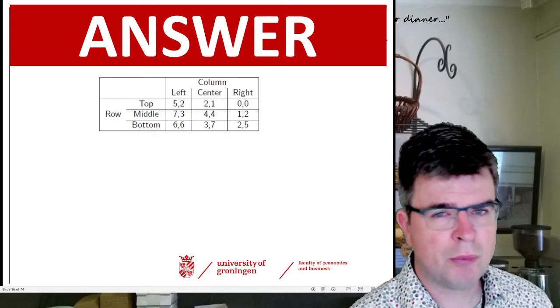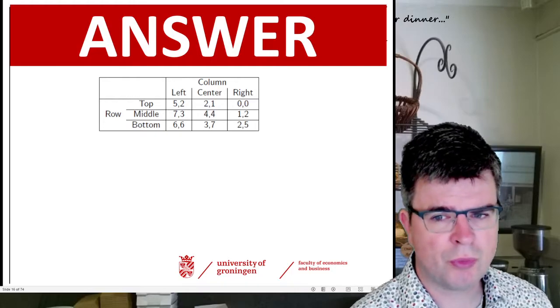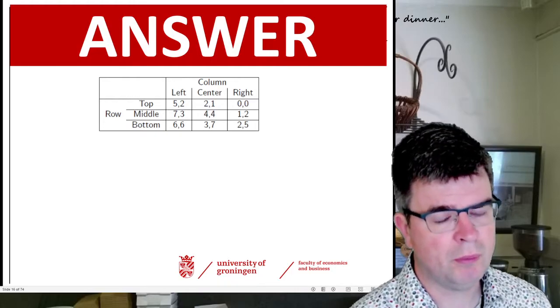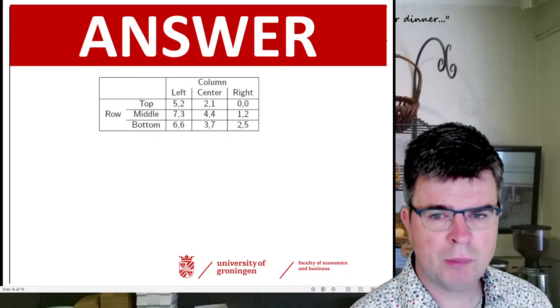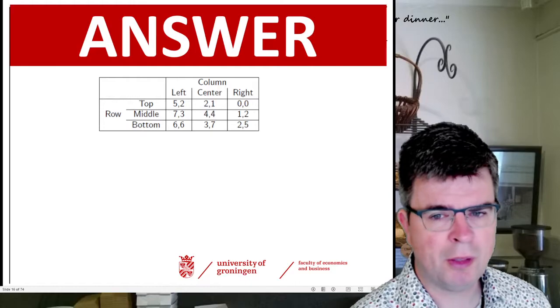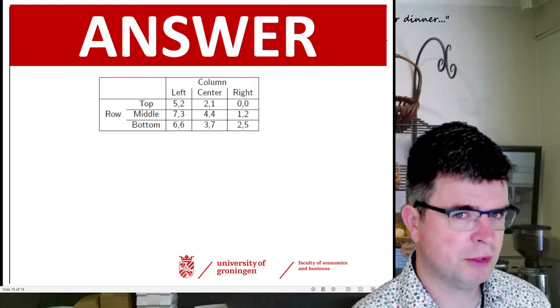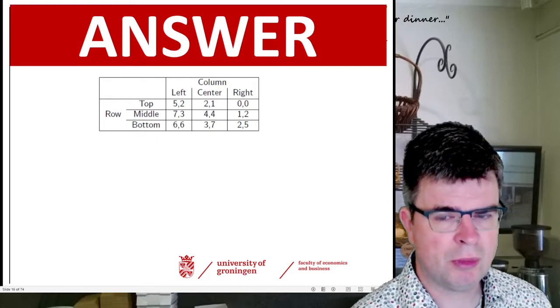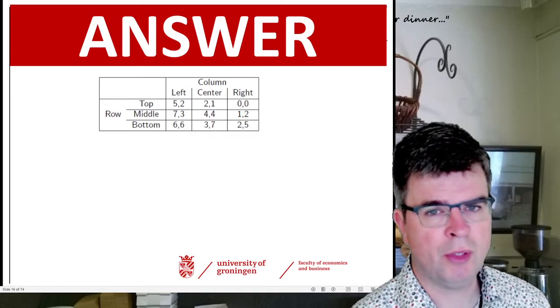If instead column would play center, the best response for row would be to play middle as well. But if column would play right, the best response for row would be to play bottom, because that gives it a payoff of 2, whereas middle and top would only give it a payoff of 1 and 0.